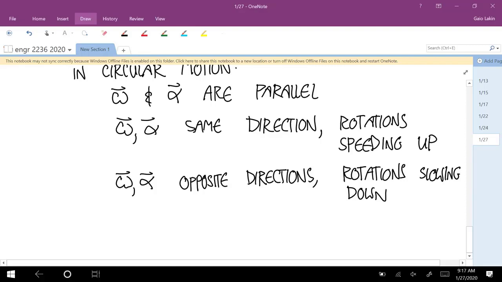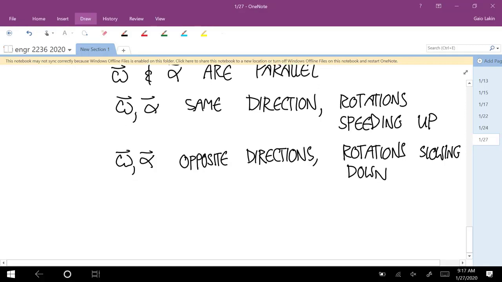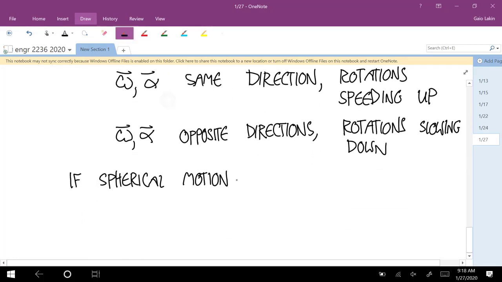If you're not in circular motion, you're in general spherical motion. Then there's no restriction on the directions of those two. They don't have to be parallel. So omega and alpha don't have to be parallel.